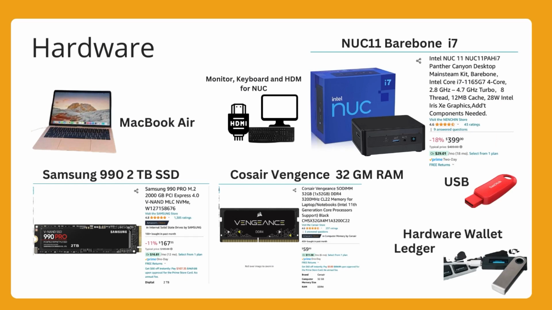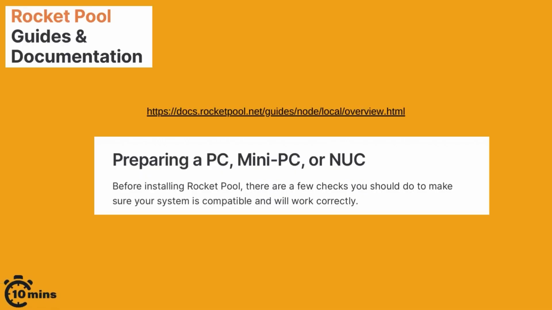Okay, so here's the hardware that I have chosen. The NUC 11 bare bones, the Vengeance 32 gigabytes of RAM, the Samsung 2 terabytes of SSD. You will also need a USB to flash the drive, and later you'll need a hardware wallet, which I am using my Ledger. I will be using the MacBook Air for SSH, and I will also use a monitor and keyboard to connect to my NUC for setup. RP has specific guides for setting up a NUC that you can refer to.